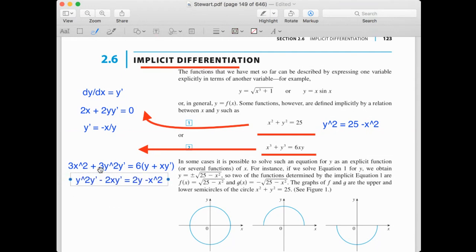Let's regroup them. I divide every term by 3. Whenever I have an equation, I can divide by the same number, I can multiply by the same number. So I divide by 3, I simplify them, then I group the y prime terms on the left-hand side. I put the terms without the y prime on the other side. So I get this. Now those two terms have y prime. I factor out y prime because my goal is to solve for y prime. So I factor out a y prime. Then I have y squared minus 2x equals 2y minus x squared.